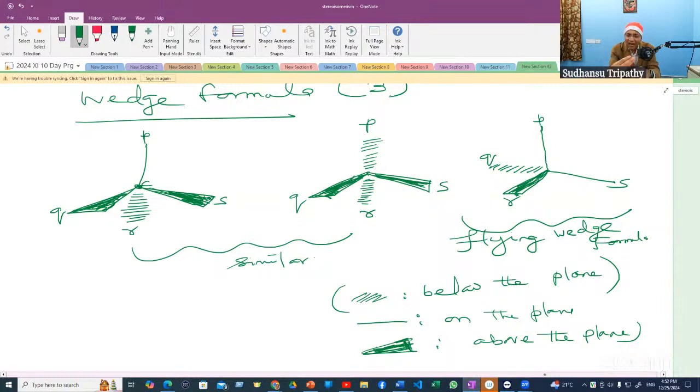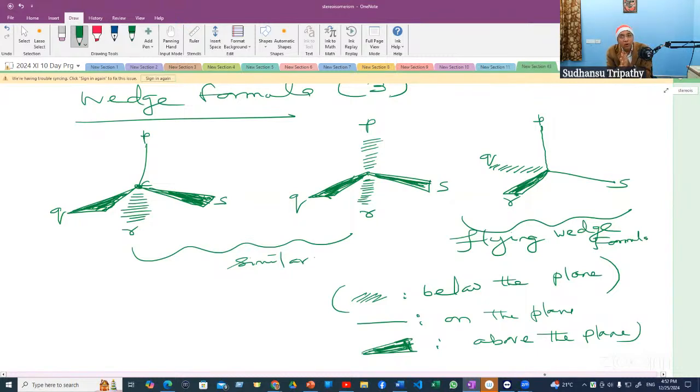So you can try with any other two. You can keep them in one plane and you will find, out of the other two, one will be below the plane and the other one above the plane. So this is called the flying wedge formula.